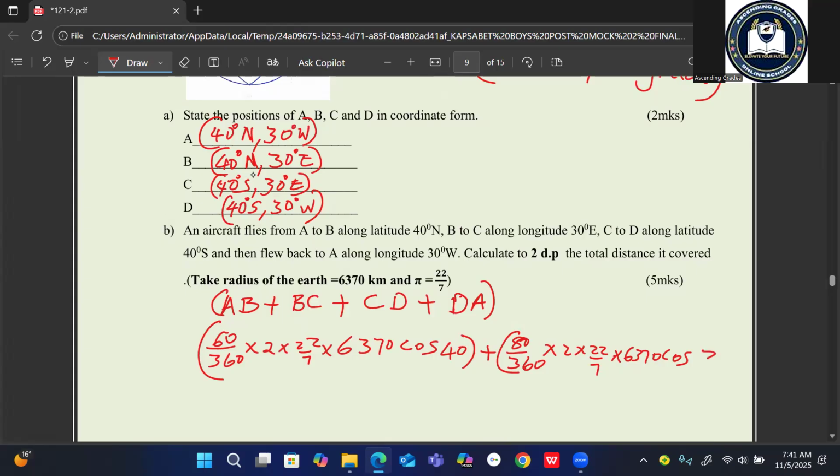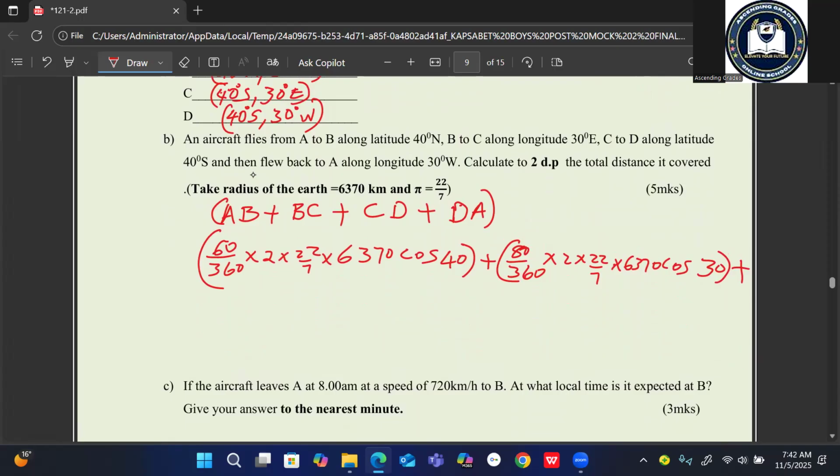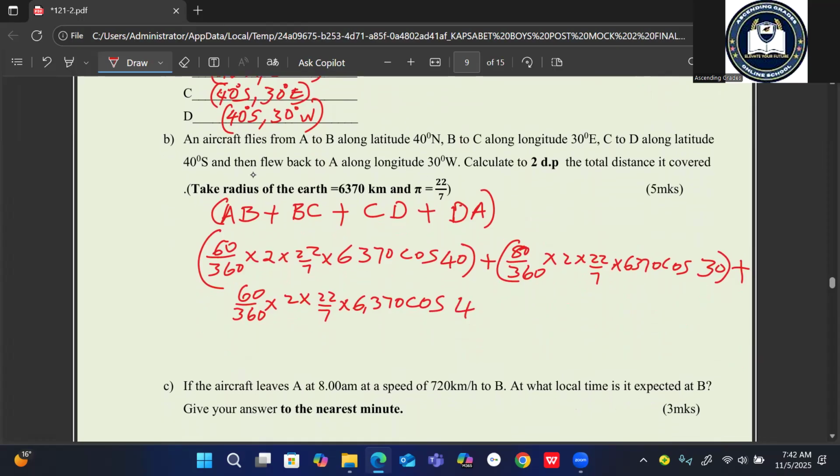Cos 30, then we add the distance of CD. CD, they are sharing the same latitude, so the difference in longitude will be 30 plus 30, so it will be 60 out of 360 times 2 times 22 out of 7, then times 6,370, then cos 40, since they share the same latitude. So that is the distance of CD plus the distance of DA.